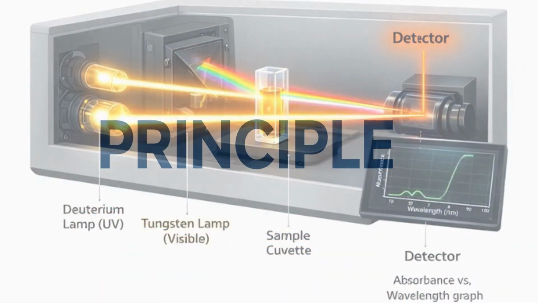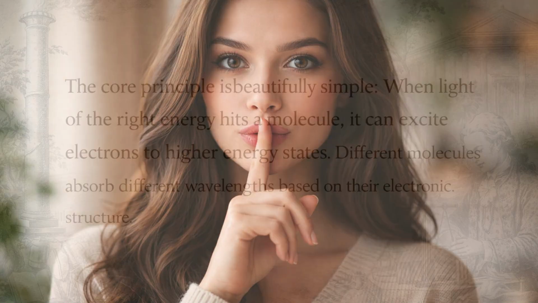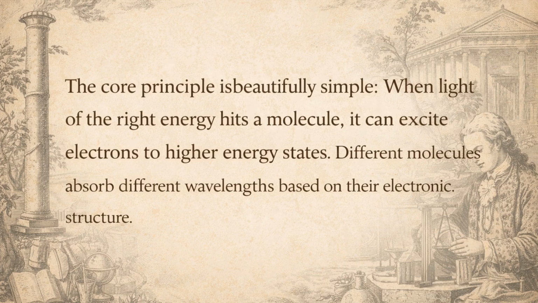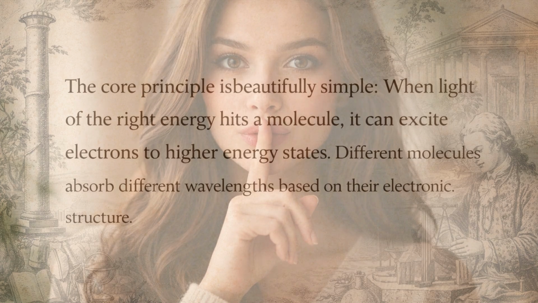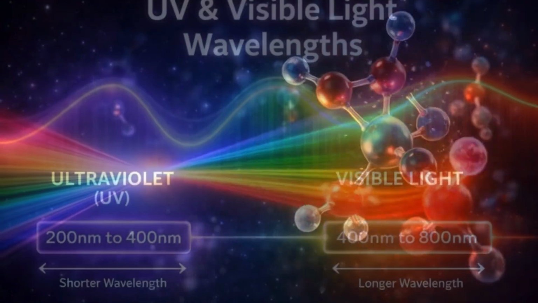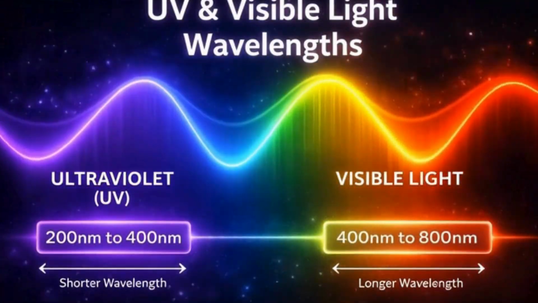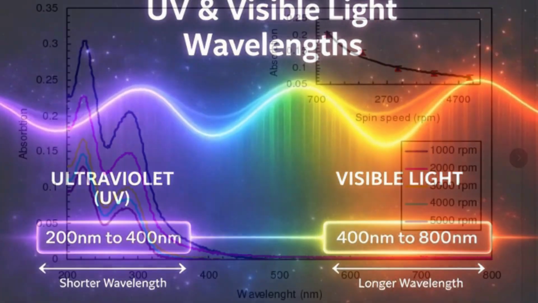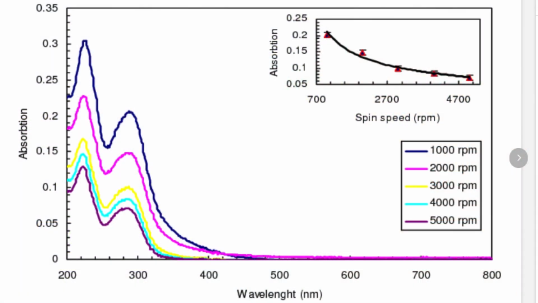About basic principles, the core principle is beautifully simple. When light of the right energy hits the molecule, it can excite electrons to higher energy states. Different molecules absorb different wavelengths based on their electronic structure. Every compound has its own light fingerprint, a specific wavelength it likes to absorb. Our job is to read that fingerprint.